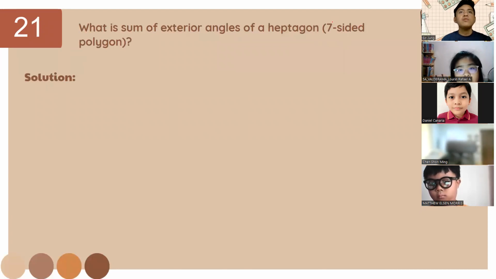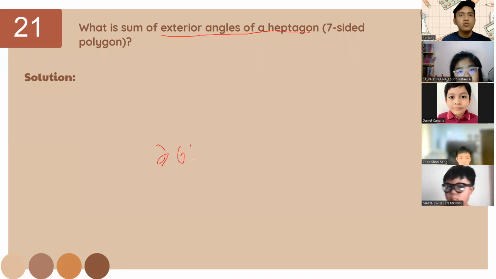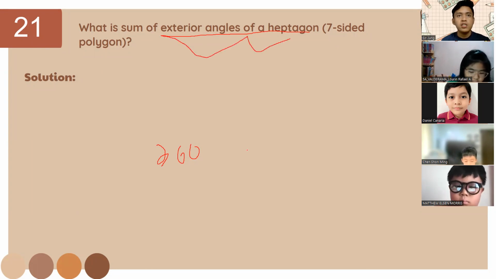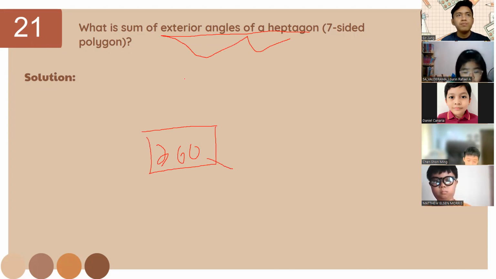What is the sum of the exterior angles of a heptagon, a 7-sided polygon? So this is quite easy, I guess. So I'll just explain this. The sum of the exterior angles of any polygon is always 360. So no matter how many sides the problem asks, the exterior angle sum should always equal 360. So any questions regarding this problem? So the answer here should be 360. You just remember, again, exterior angles of any polygon is always 360.